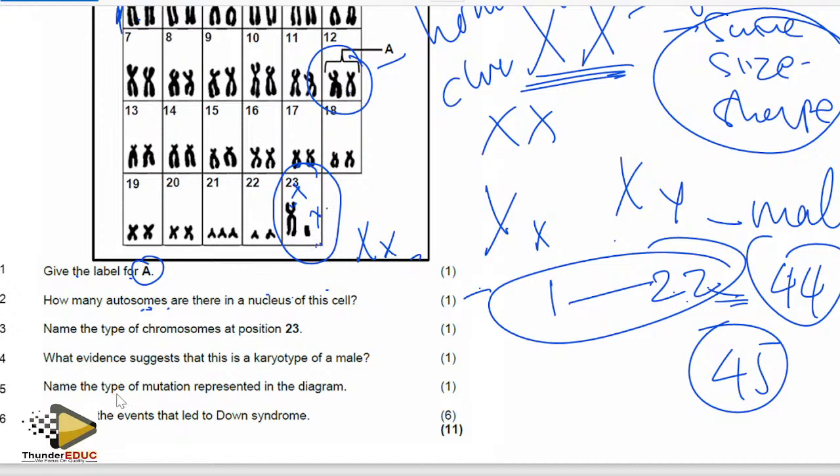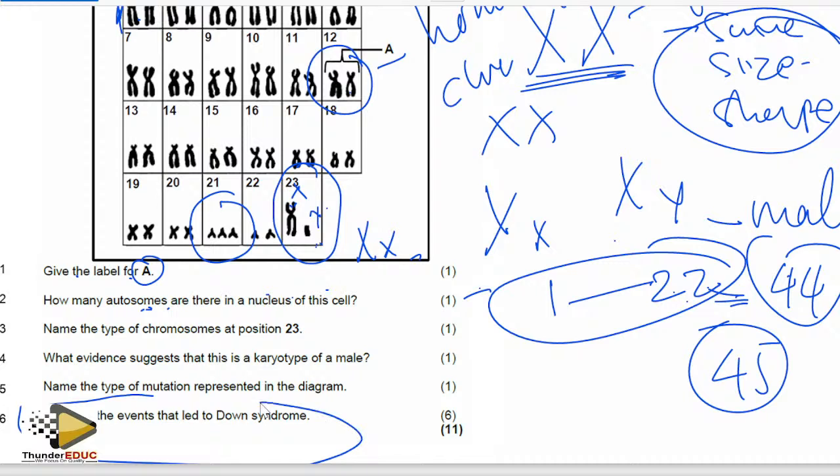Name the type of mutation represented in the diagram above. We have not gone to non-disjunction, but this type of mutation we call chromosomal aberration or chromosomal mutation, a mutation which occurs on the chromosome. If it was on the gene, it would have been gene mutation. But this one is the whole chromosome being added. Therefore, we call it chromosomal aberration.